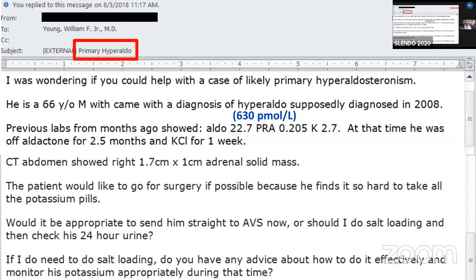Patient would like to go for surgery if possible because he finds it hard to take all the potassium pills. Would it be appropriate to send him straight to adrenal vein sampling now, or should I do a salt loading and then check 24-hour urine? If I do need to do salt loading, do you have any advice how to do it effectively and monitor potassium appropriately during this time? This actually is a common clinical question. And as you all recognize, doing a salt loading test in a patient with a potassium at 2.7 actually carries significant risk, including triggering cardiac arrhythmias.